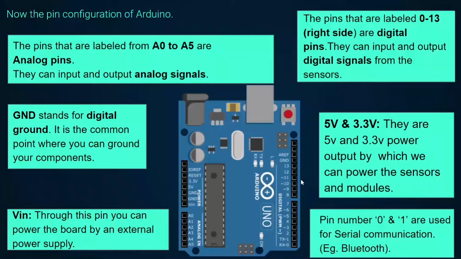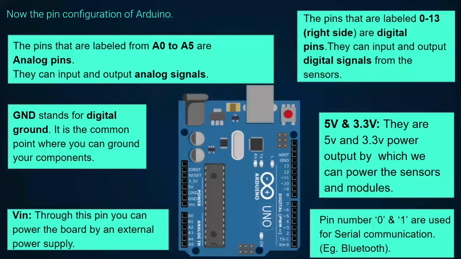Now, as I told you, pin numbers 0 and 1 are used for serial communication. These are the RX and TX pins. They are not generally used for GPIO, like general input output, but specifically for serial communication, as in Bluetooth, or transistor to transistor data transfer. Not very often used, but important.